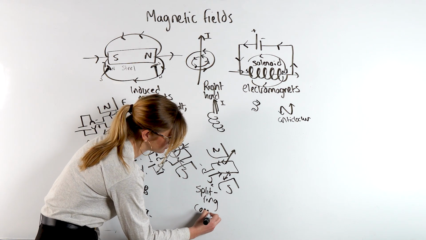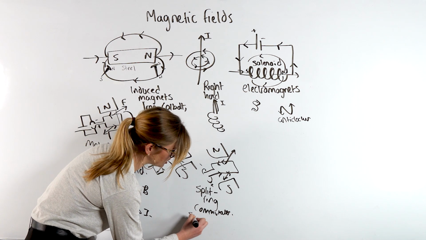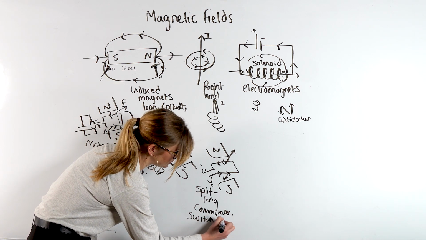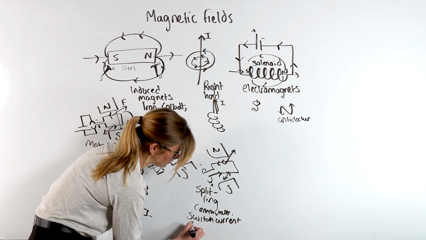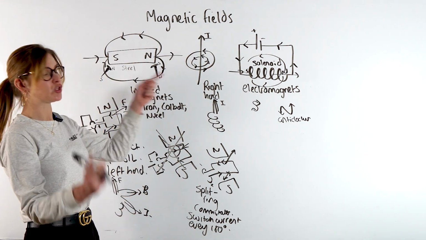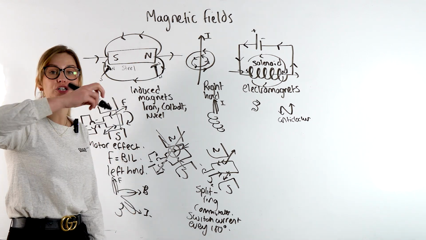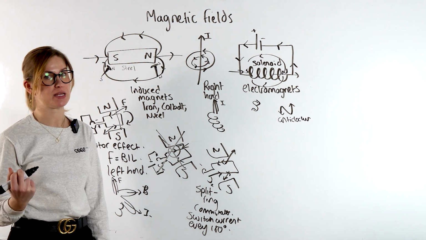So it keeps spinning. Okay, so again, these things here, they're called your split ring commutators. And what they do is they switch the current every 180 degrees so they can get a full spin. We can get a full motor effect that keeps spinning. That's why we use them in things like your blenders, your hair dryers, tumble dryers, anything that spins.